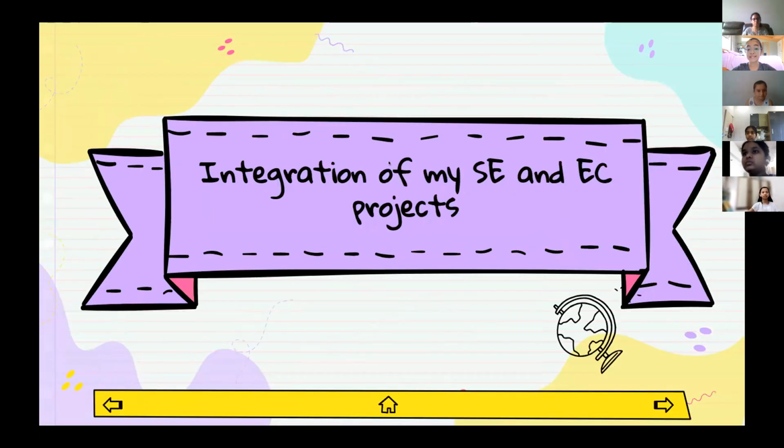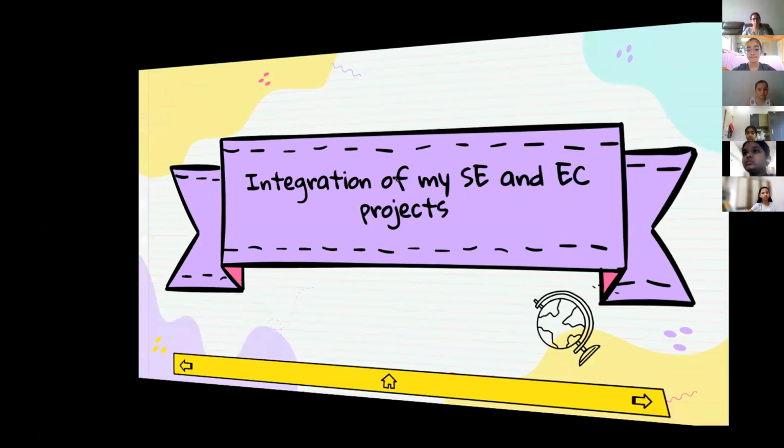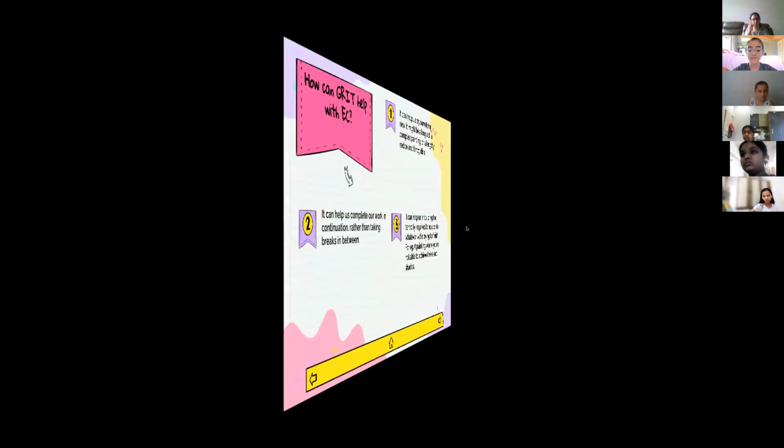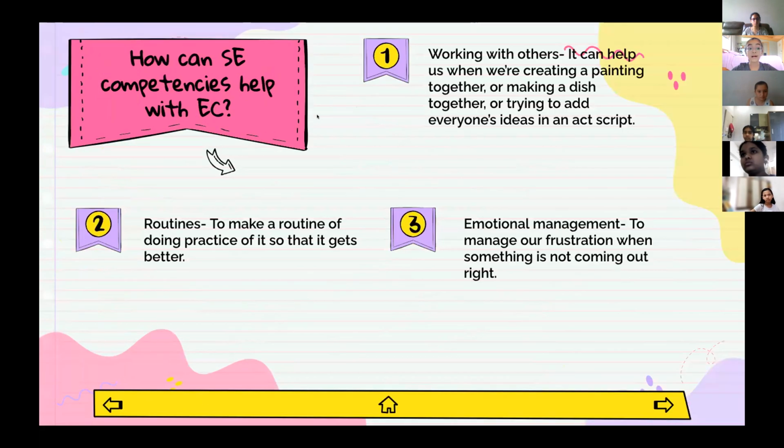Integration of my SE and EC projects. The grit can help us try something new. It can help us continue our work in continuation rather than taking our breaks in between. It can also help us in building the tenacity required to hold on to whatever we are making. Then SE competencies, all of them can also help with EC.